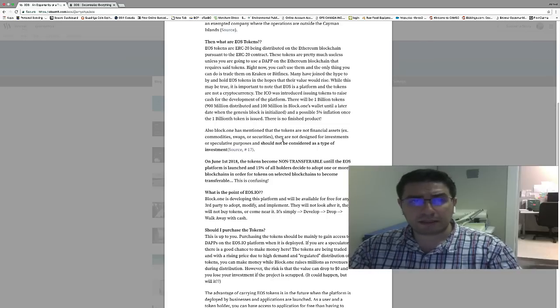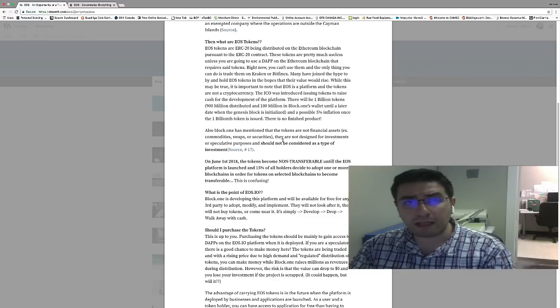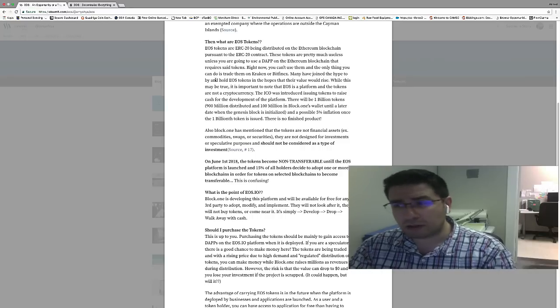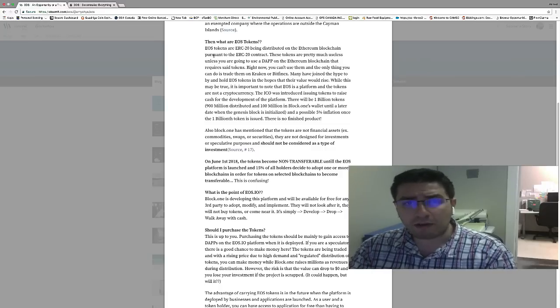These tokens are ERC-20 compatible and distributed on the Ethereum blockchain. They are tradable right now. You can buy and sell them on Bitfinex and Kraken. Other exchanges carry them. You would have to look into that. However, they warn very clearly that it's not an investment. These tokens are not a cryptocurrency, not a financial asset, not commodities or securities and so on. And that's one main reason why they don't sell it or give it out to US citizens, because of their regulations.